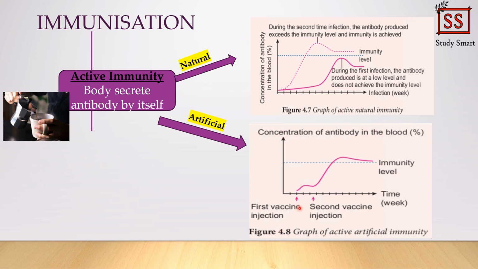The first time you inject the vaccine, your body cannot create that much antibody. But the second time you inject the vaccine, the immunity level will be achieved because the concentration of the antibody will be high enough.